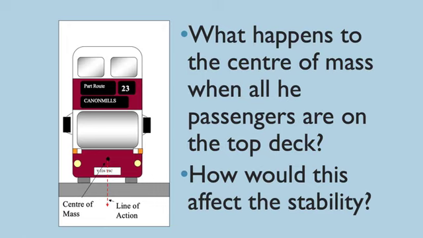So if the passengers are all at the top, then that's going to make the centre of mass rise up, and if the centre of mass is risen up, then it's going to make the double-decker less stable, because it's easier for the line of action to be outside of the area of the base if the bus was at an angle.